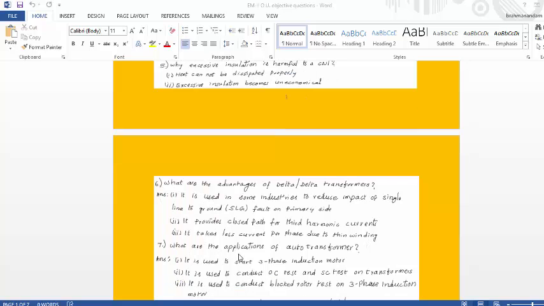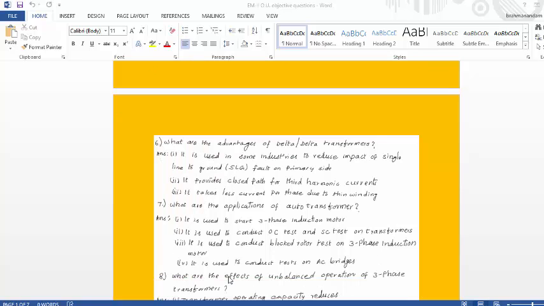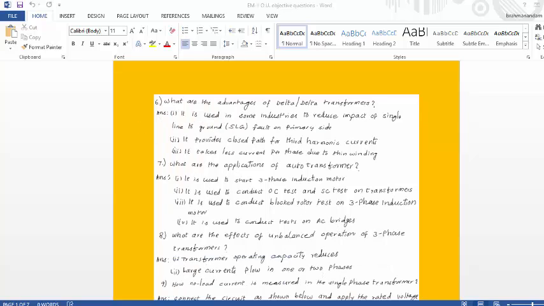Seventh question, what are the applications of auto transformer? Answers. First point is, it is used to start three-phase induction motor. Second point, it is used to conduct OC test and SC test on transformers. Third point, it is used to conduct blocked rotor test on three-phase induction motor. Fourth point, it is also used to conduct tests on AC bridges.